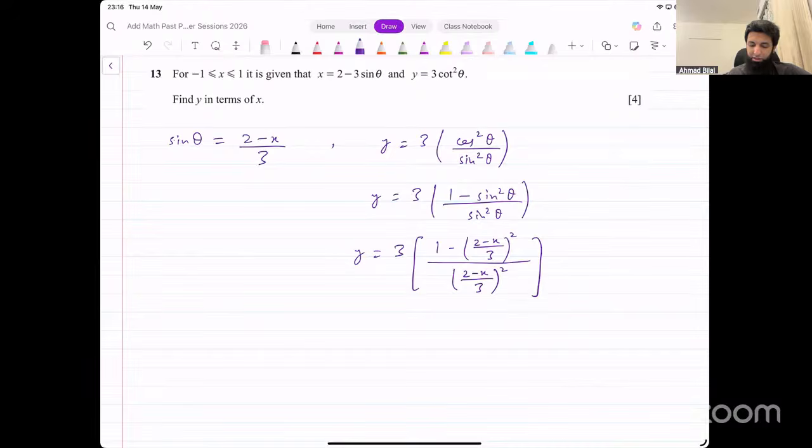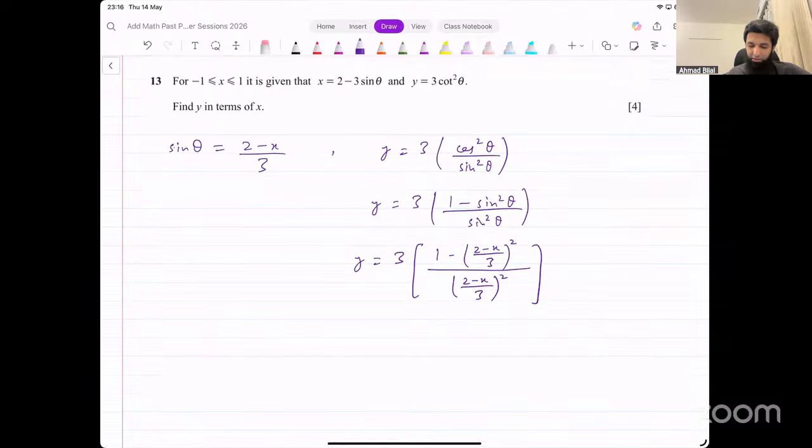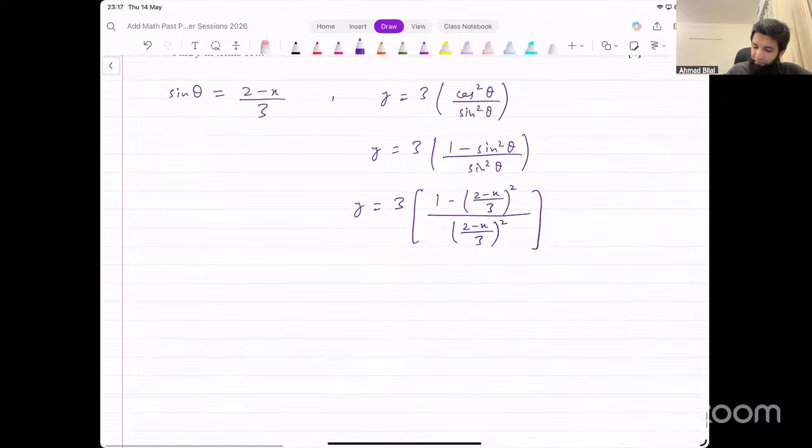Let me just check this again. Sine theta is 2 minus x over 3, that's fine. 3 into cos square theta over sine square theta, 1 minus sine square theta, 1 minus 2 minus x over 3 whole squared. Yeah, it looks okay. Let's simplify this now.